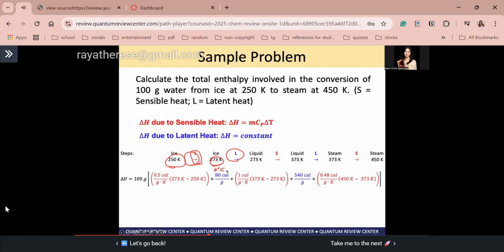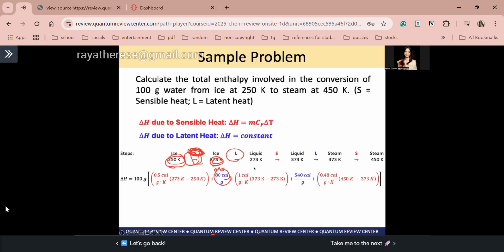Okay? So far, guys, from ice at 250 to ice at 273, you produced sensible heat, which is heat due to temperature change, because the temperature increased, right? Next, from the phase change from ice at 273 to liquid at 273, you have a phase change. That's why it has a contributing latent heat, or heat due to phase change, which is, based on the table of the constants of water, 80 cal per gram.